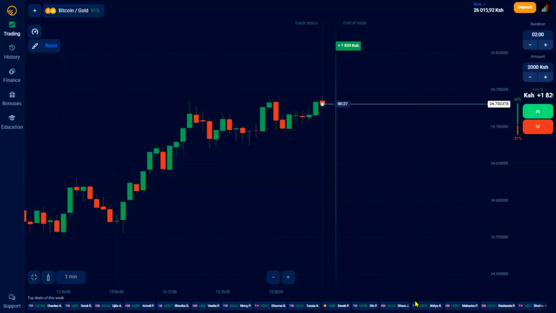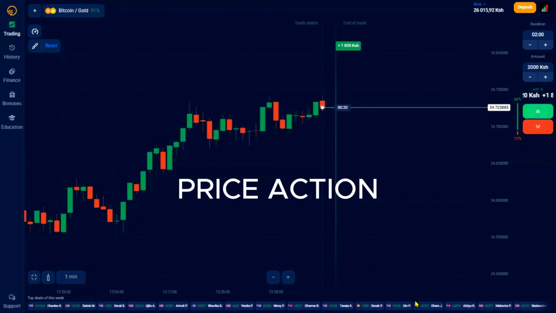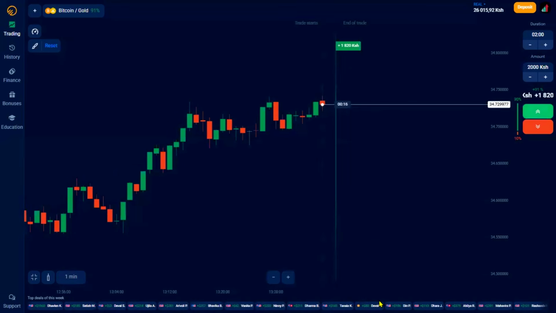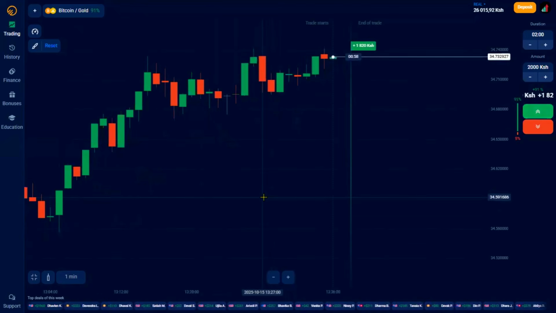So first of all, for you to get the best entries in the binary options market, you need to understand price action. Price action is the key. If you understand price action, you'll be able to tell the next move of the price. We are going to start with analysis, and for you to analyze the market using price action, you need to study the candlesticks. These candlesticks help me understand what the market is doing.